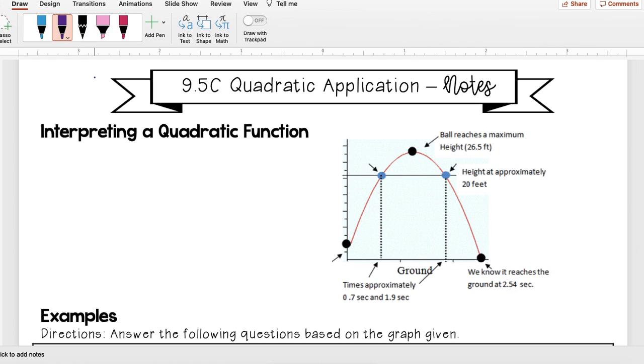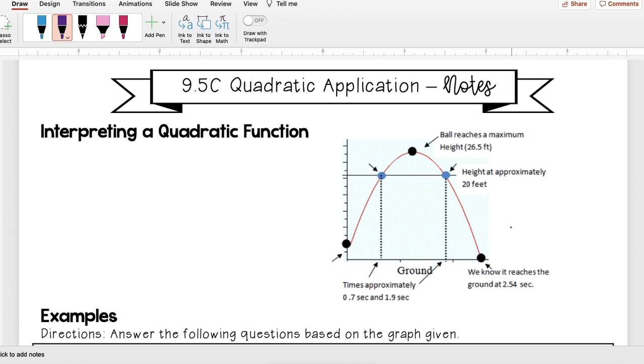Hello everyone. Today we are going to be learning about 9.5C, and for this we're going to be talking all about quadratic applications. So we'll look at some word problems. We're really just going to be looking at a graph and interpreting, based on a given situation, what certain points mean. Like, does it mean how high the ball is going, or how many seconds when it reaches the ground, everything like that. So really interpreting a quadratic function graph. And so for this first video, we'll just look at the basics of that.